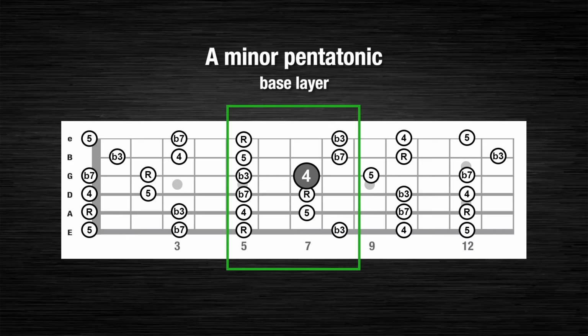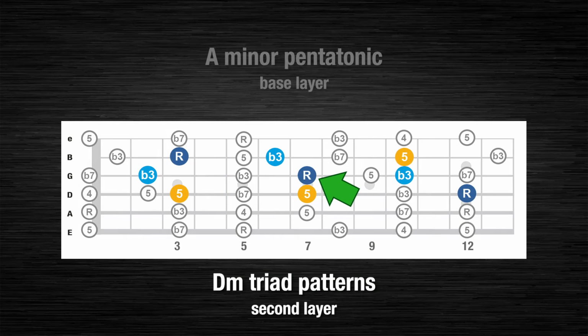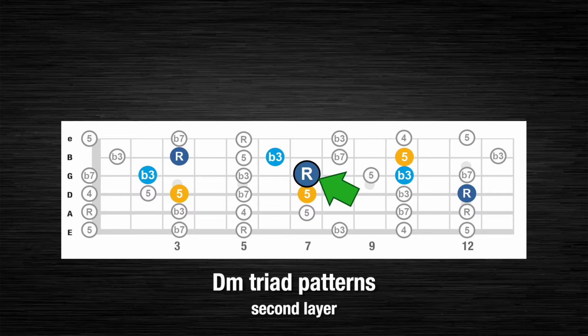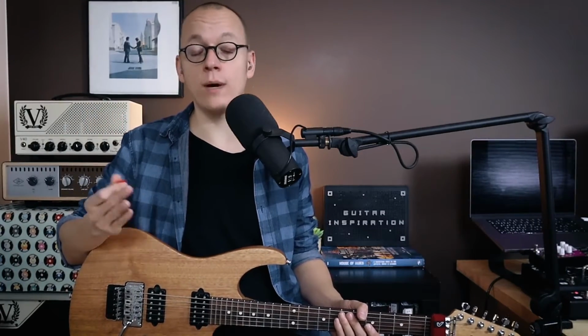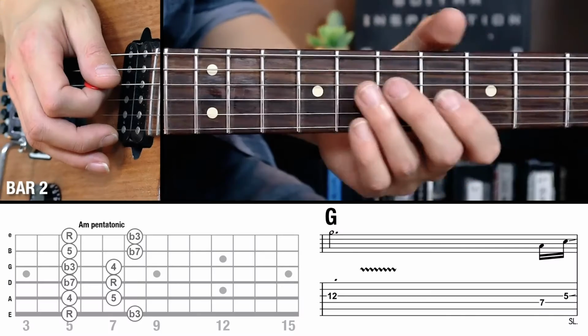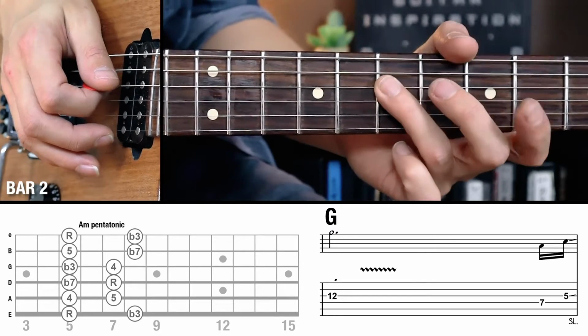That's not only part of the minor pentatonic scale, but that's also part of the chord triad at that time in bar 3. So this is an example of how I use my bass layer, my minor pentatonic scale, to create a little connecting lick, and then deliberately land on a chord tone in bar 3 when the D minor chord hits. Let's take a closer look at that connecting lick.